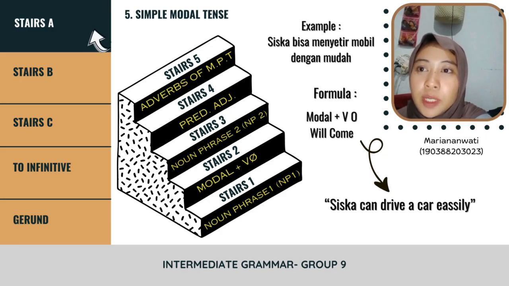So, simple modal tense positive has one formula. The formula is modal plus verb, will come. The sentence of simple modal tense is "Siska can drive a car easily." Siska is the noun plus 1. Can drive is modal plus verb. A car is noun plus 2. Easily is adverbs of manner.